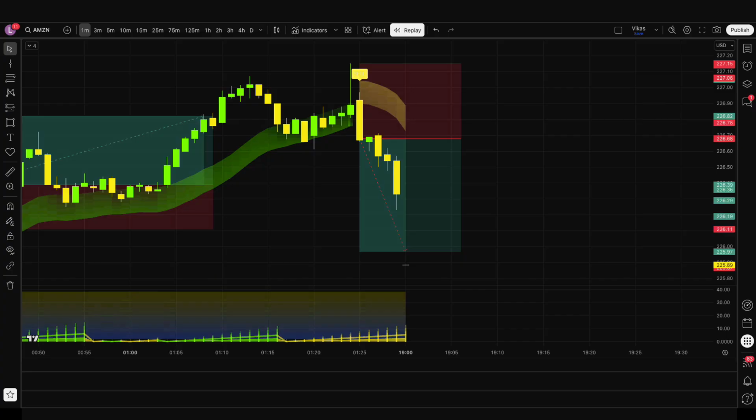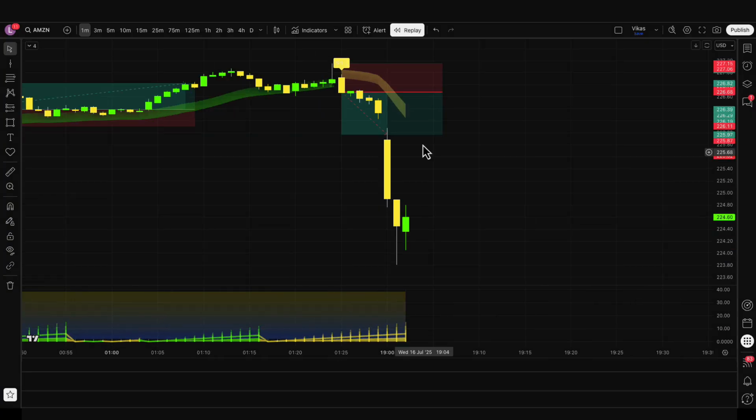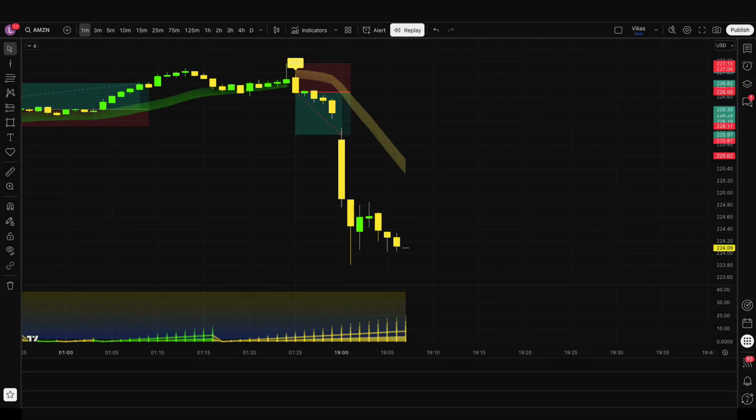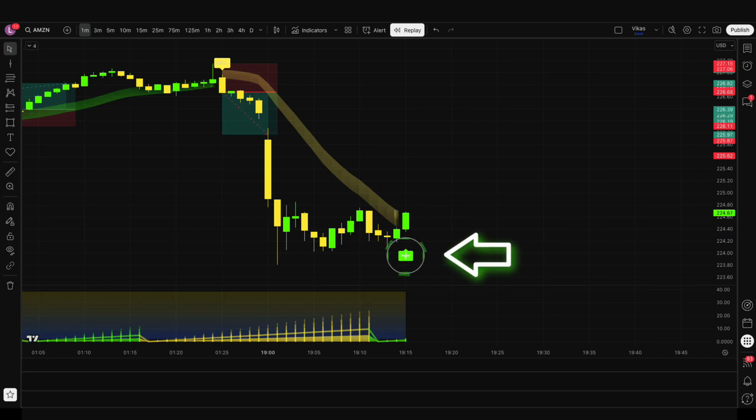We have won this trade. Let's find the next trade. Here the zero lag trend indicator gives us a buy signal.